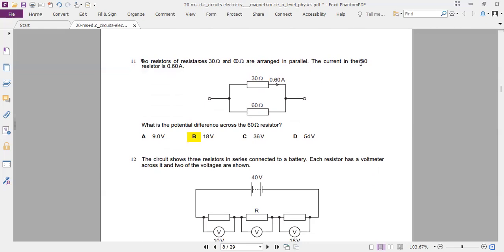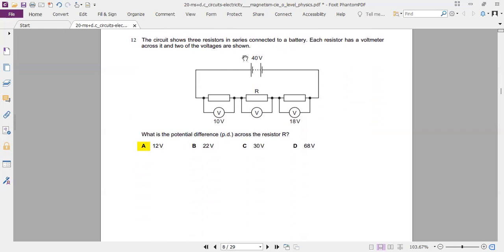So the resistance is this, current is this, and potential difference across this one. Well, it's very tricky, but very simple. You multiply 30 with 0.6, that gives you 18. And then 18 volts is the potential difference across both resistors because they are connected in parallel. So this is the choice.